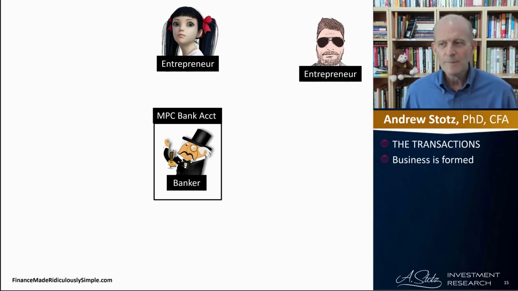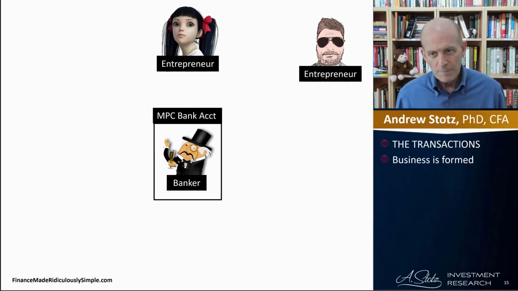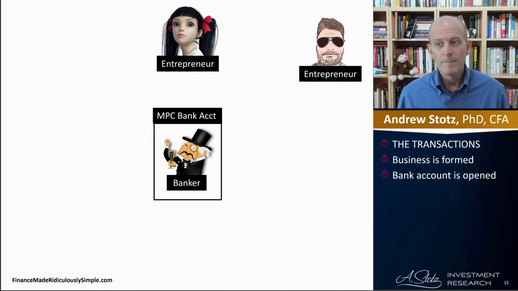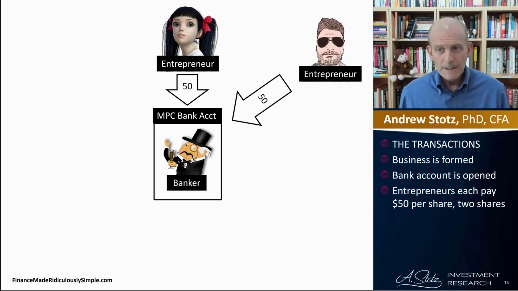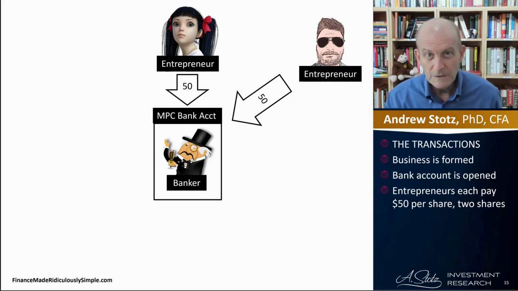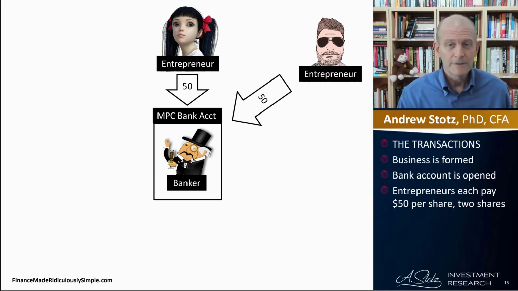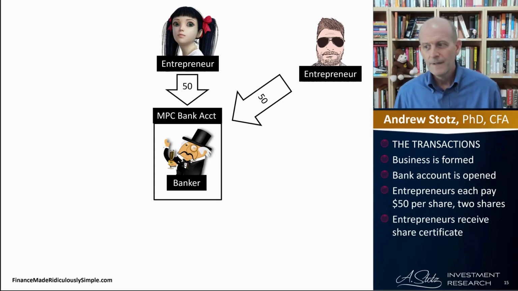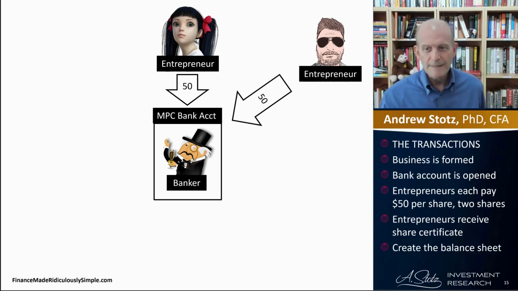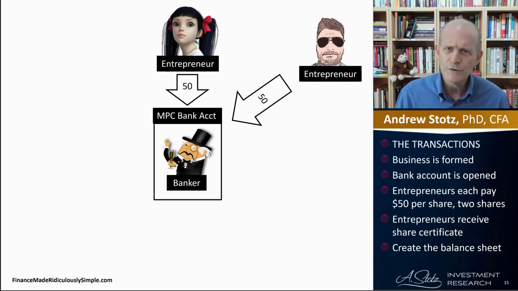So let's talk about the transactions. First, the business is formed, the bank account is open, and the entrepreneurs each pay $50 into the company, into the bank account. So that's 2 shares that they're issued. And we're going to create the balance sheet. But before we do that, I want to ask you, when the entrepreneurs put their money into the bank and they get their share certificates, who issues the share certificate?